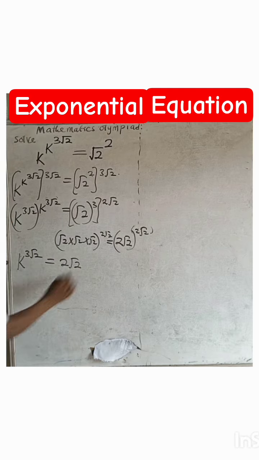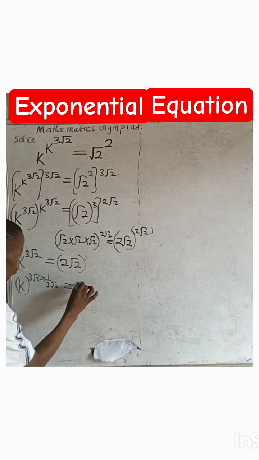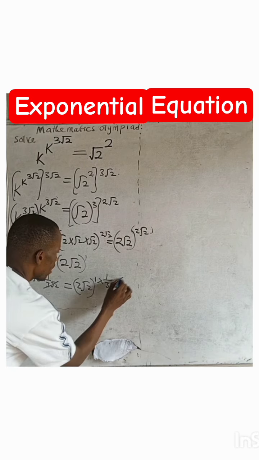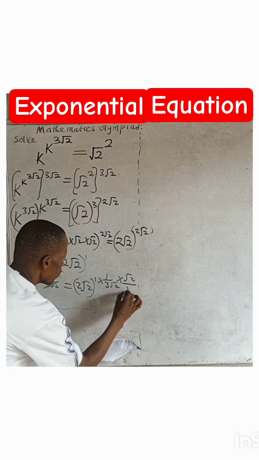So let's multiply the power. The power of this one is 1. Let's multiply by 1 over 3 root 2, so that we have k raised to power 3 root 2 multiplied by 1 over 3 root 2. This gives 2 root 2. Of course, we can rationalize this by multiplying by root 2 over root 2.